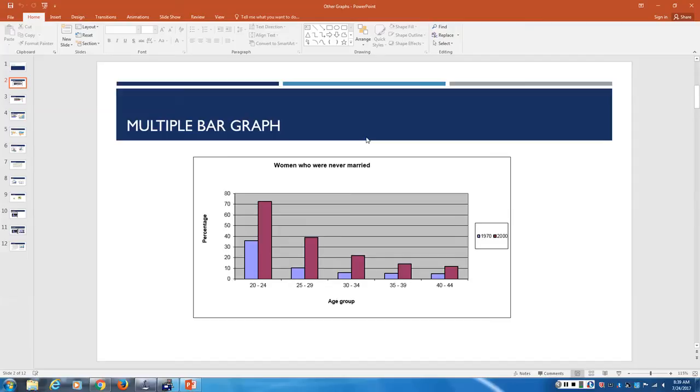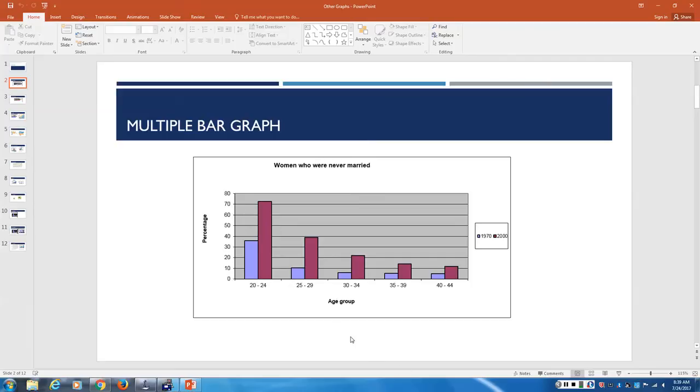A multiple bar graph is useful if what you're trying to compare is two sets of data that are somehow related to each other. Maybe it's the same measurement, but it's taken from two different periods in time. Or maybe you're comparing male scores to female scores, or freshmen to sophomores. It's the same measurement, from different groups. So this is the age group of women, and the bars are representing the number of women who were never married.